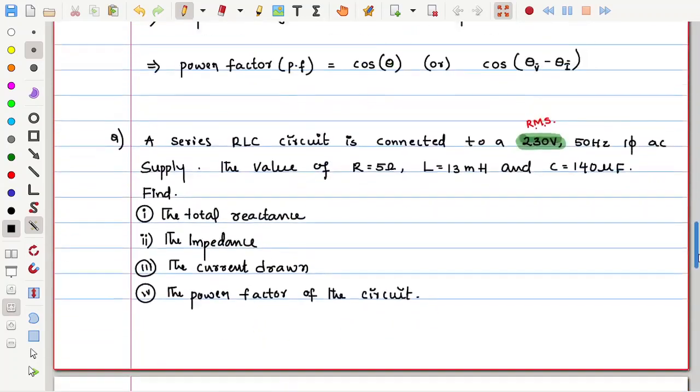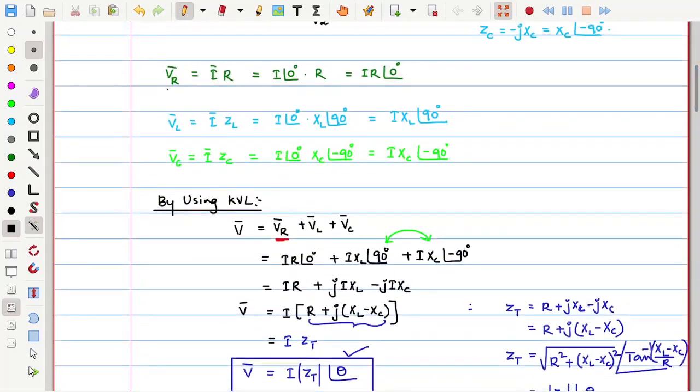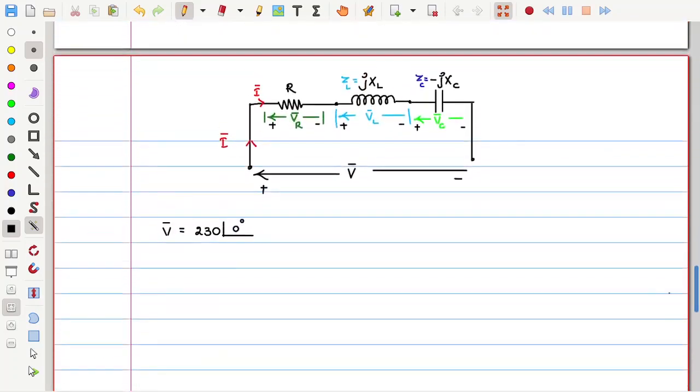Previously, I assumed current as a reference, then I tried to calculate the remaining parameters, that is VR, VL, VC and total voltage V. If voltage is given, then you can calculate the current through the branch and the voltage across each of the branches. So it's not a big issue which is the reference. Here, because voltage is given, I am considering voltage itself as a reference, which has an angle of 0.